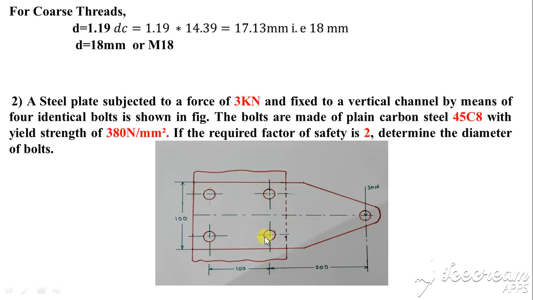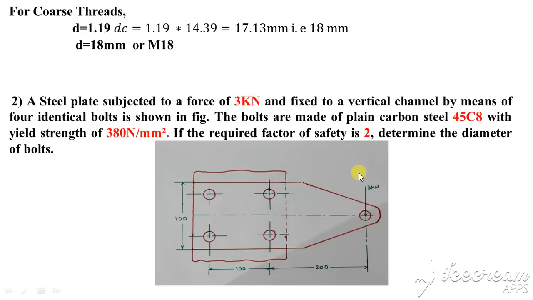So here the 4 bolts are arranged in this fashion. The distance between these lines is 100, and from this bolt is 100, and the applied load is 3 kN and its distance from the bolt is 200. Consider this distance to this is 100 mm.